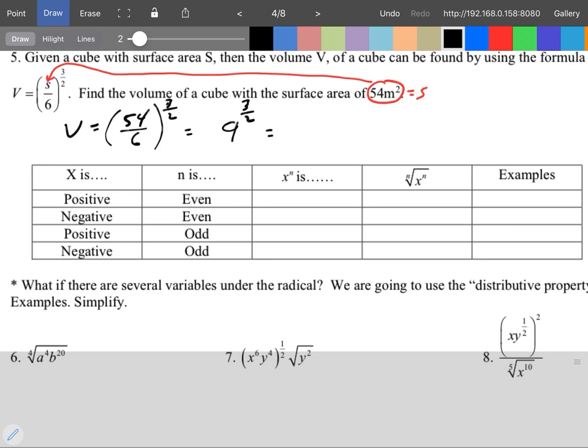Well, then we'll rewrite it in radical form. So the 9 will be in the radical. The index is the denominator of the fraction power. That's a 2. And since the numerator of the fraction power is not a 1, I'm going to put it outside of these parentheses.